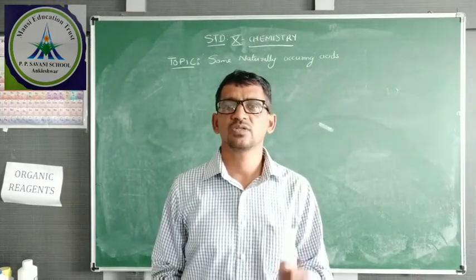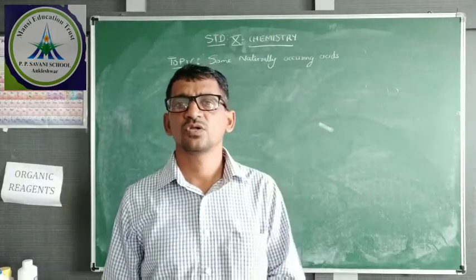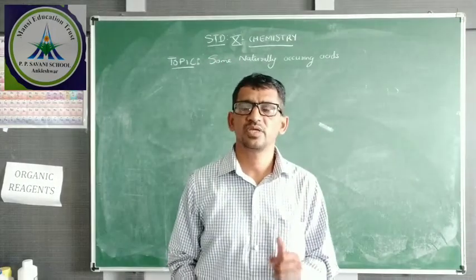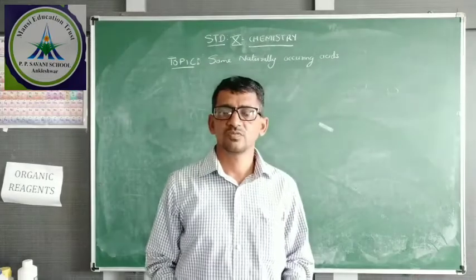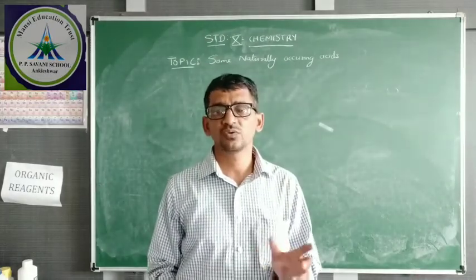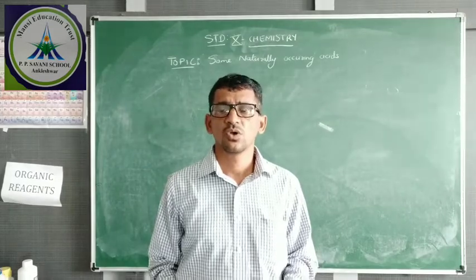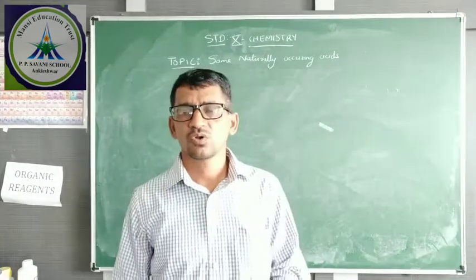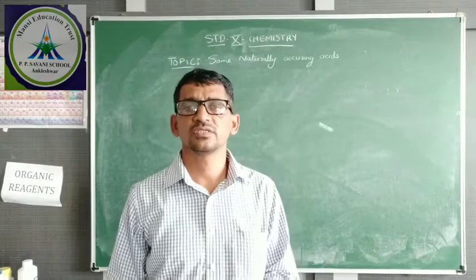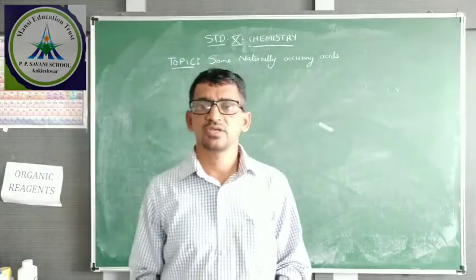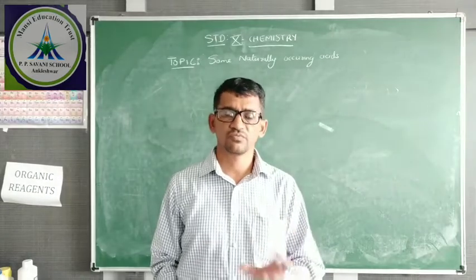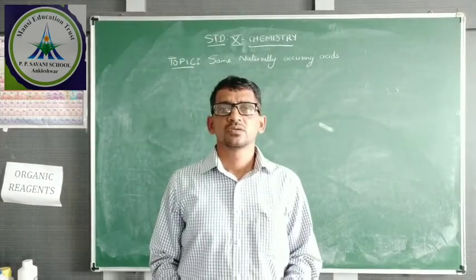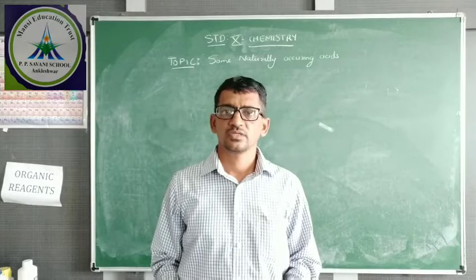pH 1 to 7 is acid, 7 to 14 is base, and if pH is 7, then it is neutral. In terms of acid, if pH is nearer to 1, then that is a strong acid. There are two types of acids, strong acid and weak acid. Strong acids are mostly inorganic acids, and weak acids are organic acids. So what is the difference between organic acid and inorganic acid?